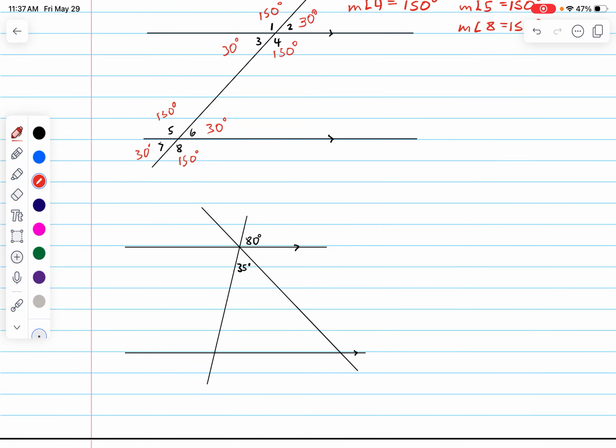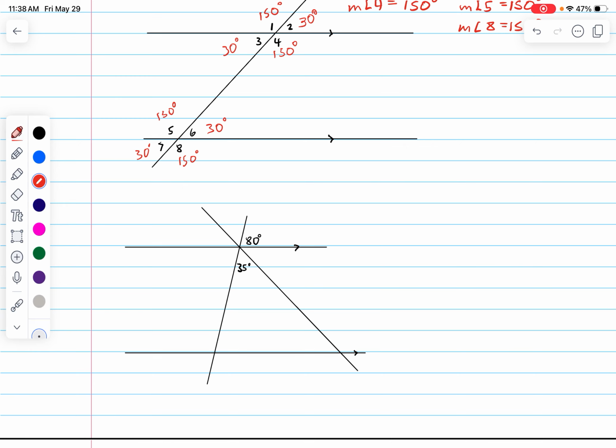Okay, so let's look at this one. Notice we have two parallel lines. Here's our parallel lines, and we recognize it because of the little arrow here. And here's another parallel line, and a little arrow there. Okay, now, so we have these parallel lines cut by a transversal. Now we're told that this angle right here is 35 degrees, and this angle here is 80 degrees. And we want to see if we can figure out anything else.